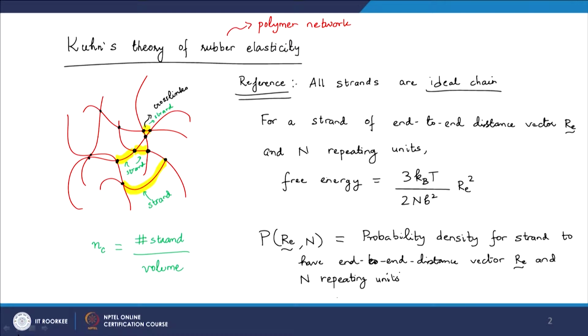and we have to multiply the free energy with this probability density and integrate over all possible values of n and all possible values of r, and then only we can get the total free energy or the average free energy of a strand. And if I then multiply that with the number of strands per unit volume, we can get the free energy density. So, this is what we will do.